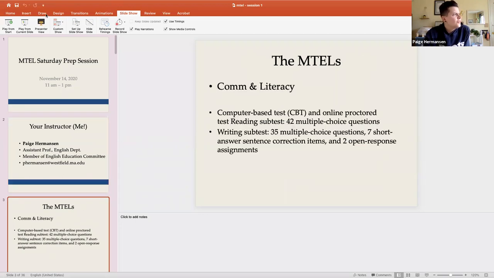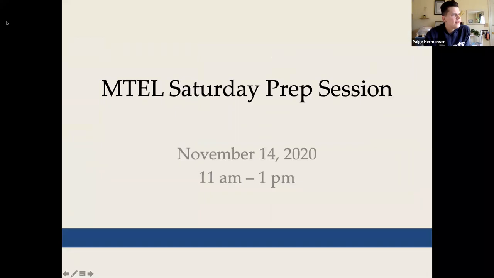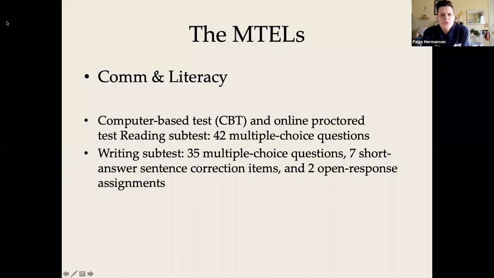Okay, so let us talk about this. As I have mentioned before, there are two different stages of the MTEL. The first is the communication and literacy test, a computer-based test that is required of every person seeking teacher licensure in the Commonwealth of Massachusetts. Regardless of their area of concentration, regardless of what they hope to teach, everyone has to take it. Basically, what this test is testing is your knowledge of effective written communication and reading skills.